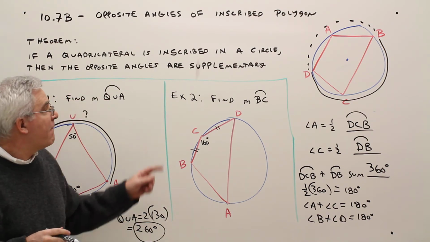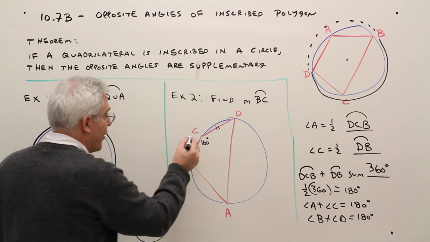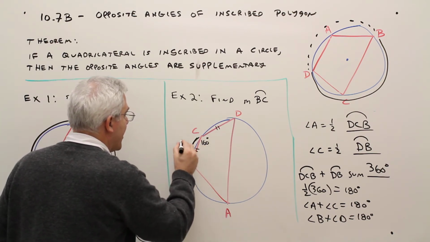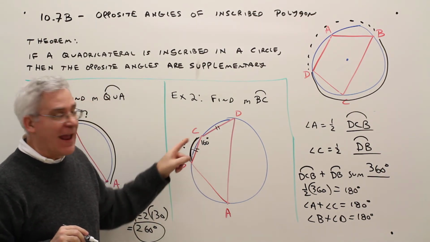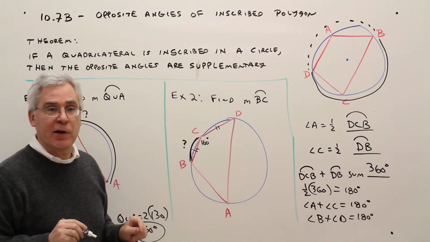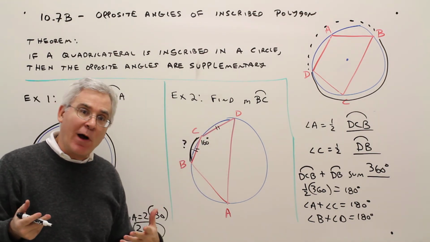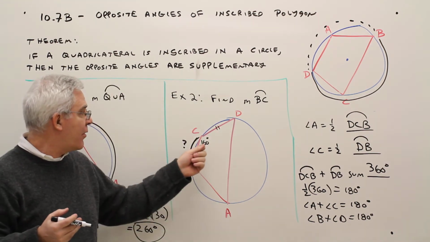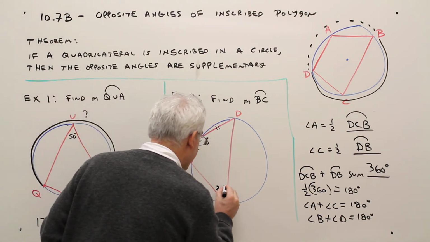Example 2. Find the measure of minor arc BC. So, looking for this one right there. Okay, so the problem gave angle C as 160 degrees, so you can write that in. Again, we've got an inscribed quadrilateral. Let's just go right to it. If you're 160, you're the supplement, you would be 20 degrees.